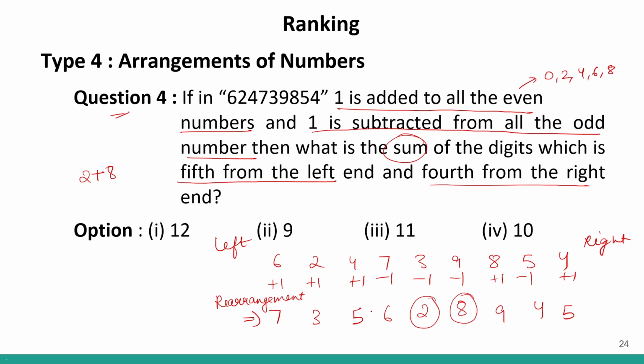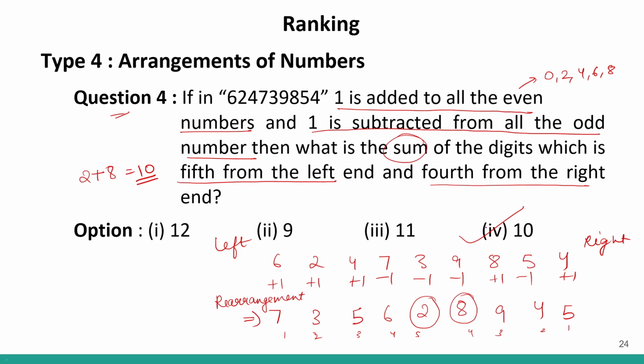So if you look from the left, 1, 2, 3, 4, 5. Fifth from the left was 2, and fourth from the right, 1, 2, 3, was 8. We have to find their sum. So 2 plus 8 will give me 10. So my answer will be option number 4, 10.